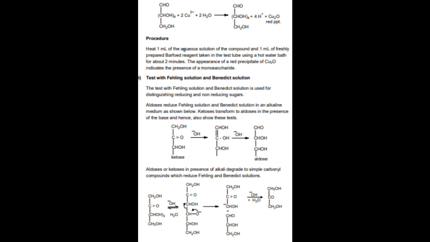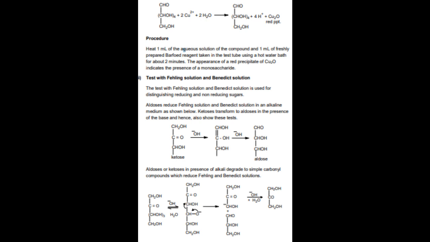3. Test with Fehling solution and Benedict solution. The test with Fehling solution and Benedict solution is used for distinguishing reducing and non-reducing sugars. Aldoses reduce Fehling solution and Benedict solution in an alkaline medium as shown below. Ketoses transform to aldoses in the presence of the base and hence also show these tests. Look at the screen. Aldoses or ketoses in presence of alkali degrade to simple carbonyl compounds which reduce Fehling and Benedict solution.